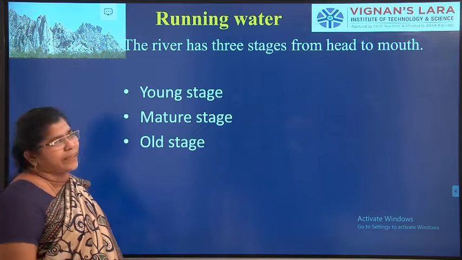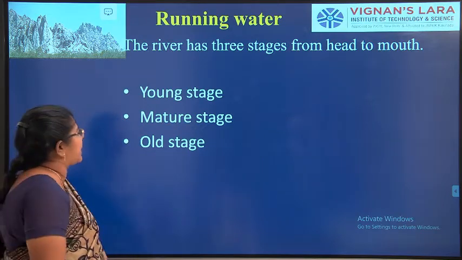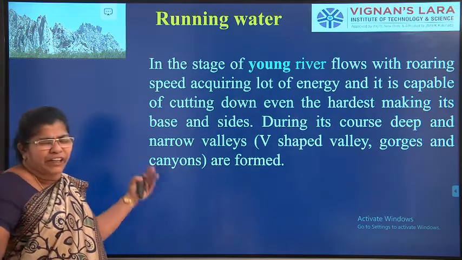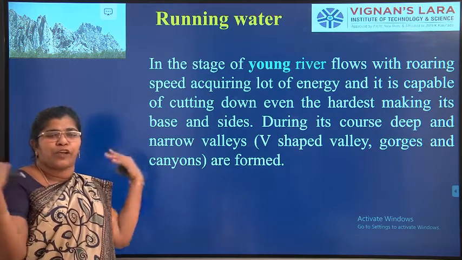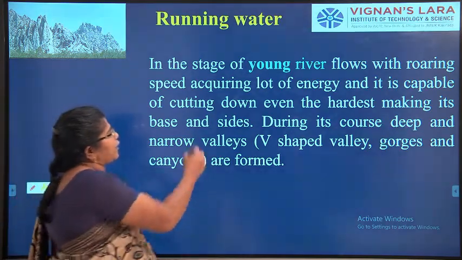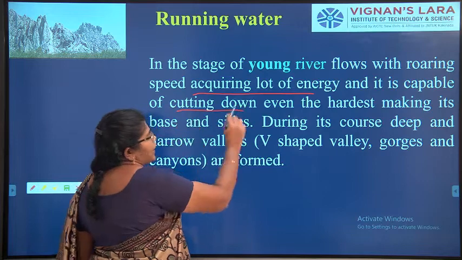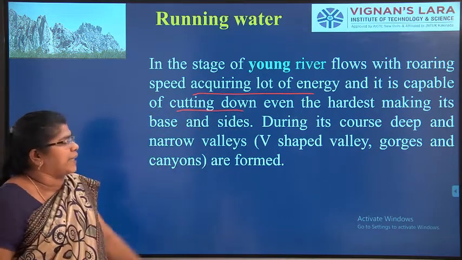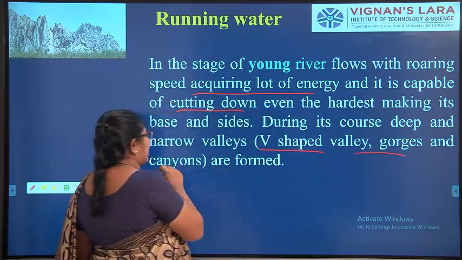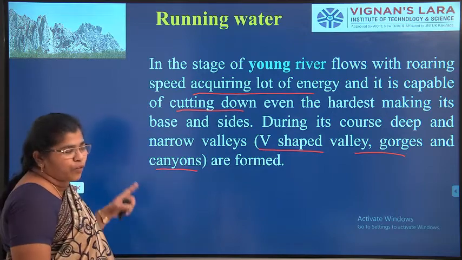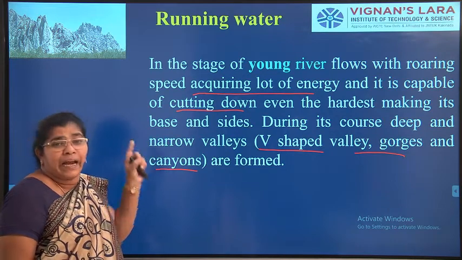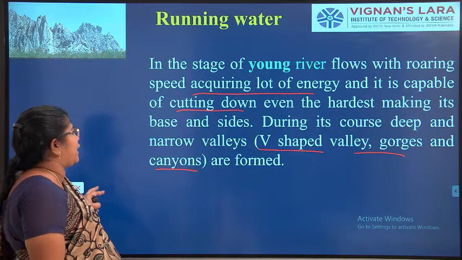Based on the river, we have three stages: the young stage, the mature stage and the old stage. In the young stage, the river is very fast, with a roaring sound, and the pressure of the river is very high. It acquires a lot of energy and is capable of cutting down the hardest rock, making its base and sides. This forms V-shaped valleys; gorges and canyons are formed by the young river, which is very energetic and flows very fast.